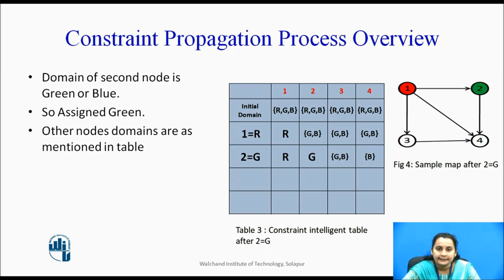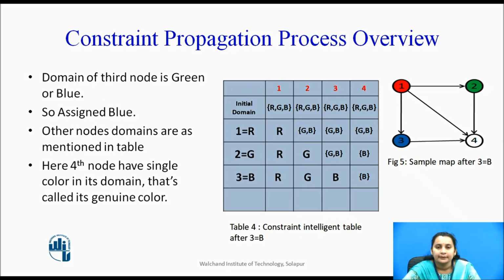In the next step, to the second node we have assigned green color. For the remaining 3rd and 4th nodes, we can see the second node is connected only to the 4th node; the first node is already colored. The uncolored node adjacent to 2 is the 4th node. So now the 4th has only a single color in its domain, and the 3rd node has green and blue in its domain.